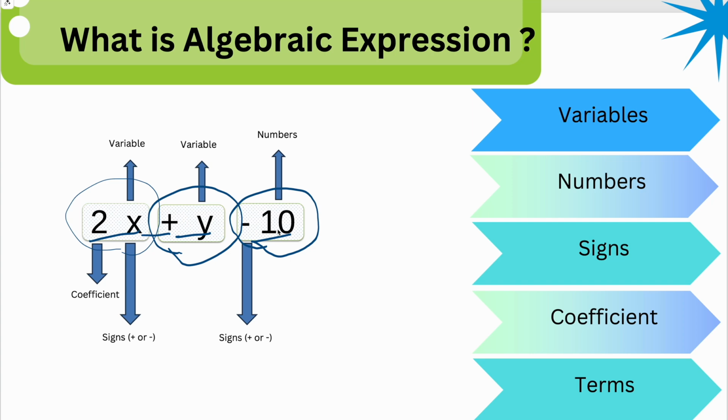So again I repeat, terms are nothing but groups of variables or letters. It could be combinations of both, separated by plus or minus symbols. Is that clear? So these are the different signs or notations we use in algebraic expressions.